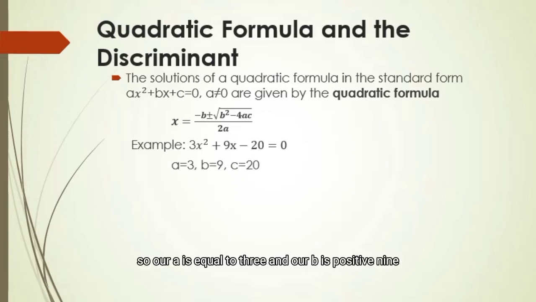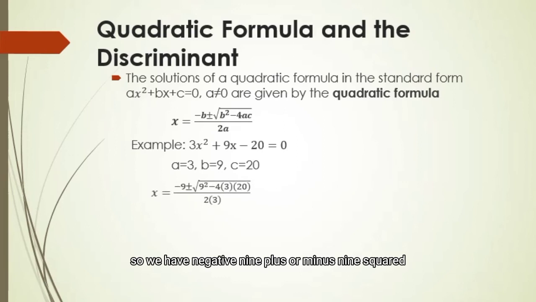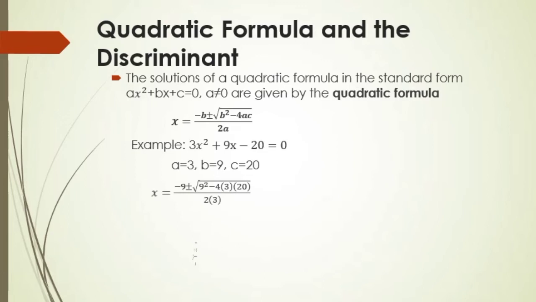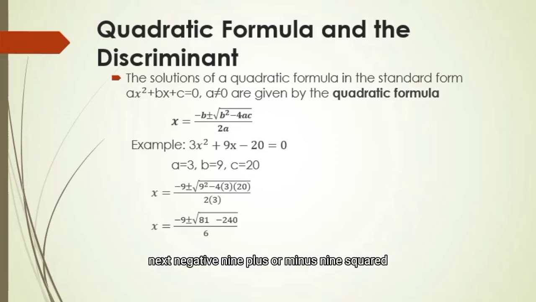So our a is equal to 3, our b is positive 9, and our c, or the constant, is negative 20. So we have negative 9 plus or minus the square root of 9 squared minus 4 times 3 times 20, divided by 2 times 3. Next, negative 9 plus or minus, 9 squared is equal to 81. And then negative 4 times 3 times 20 is negative 240, divided by 6.